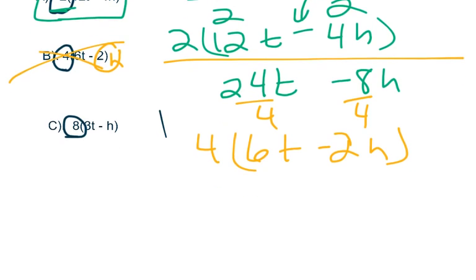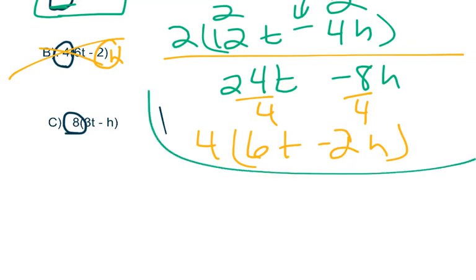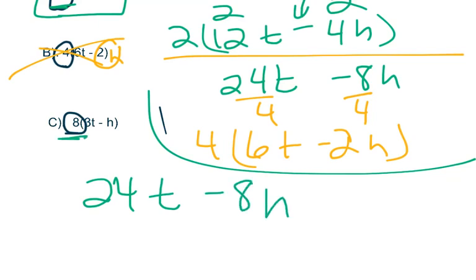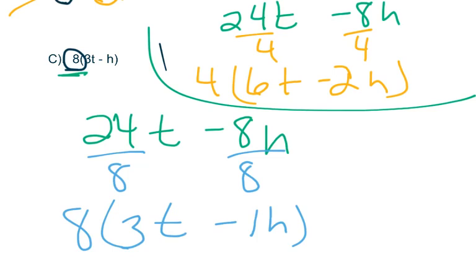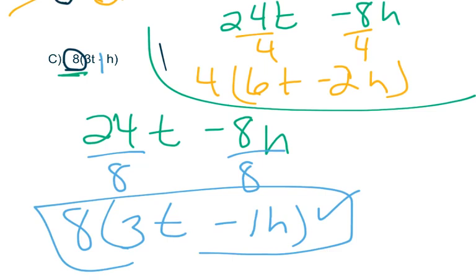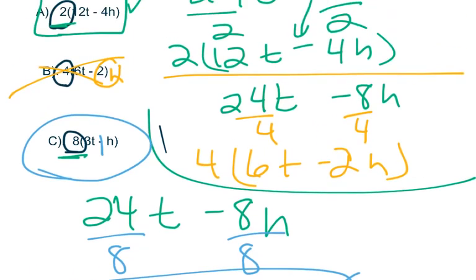Then let's look at the last one. We have 24t minus 8h, and this time we have an 8. So we're going to divide both of these by 8. And so if we do that, that gives us 3t minus 1h. We put an 8 out front. And if there is no number in front of the variable, you can put a 1 right there. So it is the same thing. And so C is a possible answer, and A is a possible answer. B is not because it's missing the variable h.